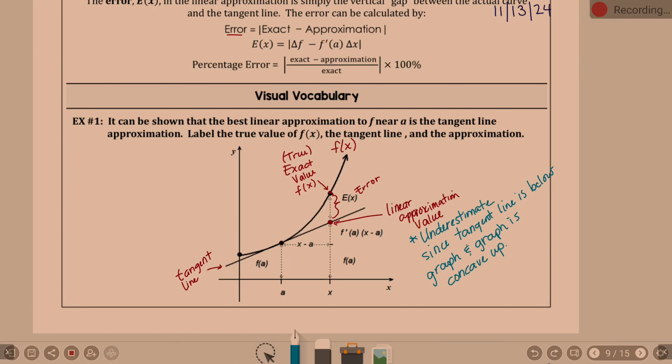Okay. The key is you don't always have a picture to look at, which is why we're talking about the whole idea of the graph being concave up and the tangent line being below it. It's obvious in here, yeah, it's an underestimate, but we don't always have that graph to look at.